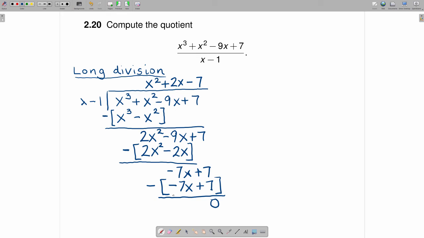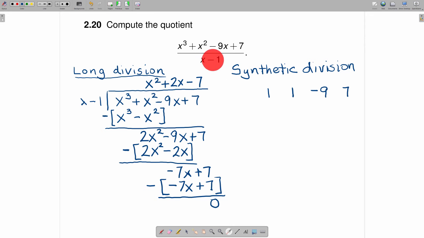denominator. Now there is another way that involves a lot less writing, which is known as synthetic division, and this problem can also be solved by synthetic division. When you're doing synthetic division, you start out by writing just the coefficients, namely 1, 1, negative 9, and 7. So let's start out by writing those. 1, 1, negative 9, and 7.